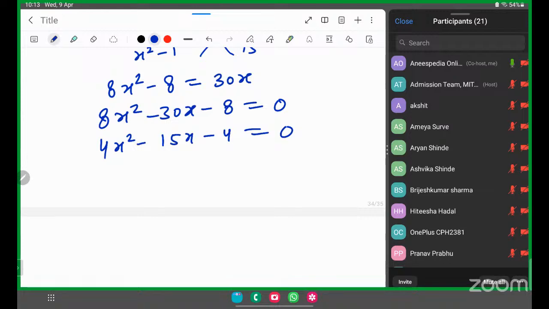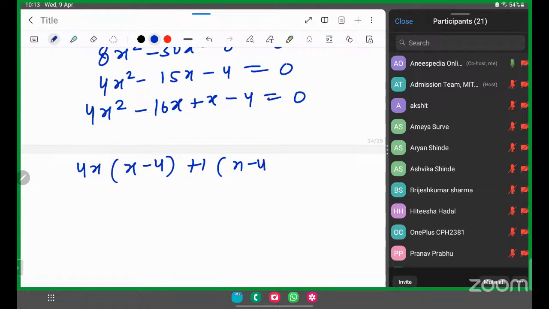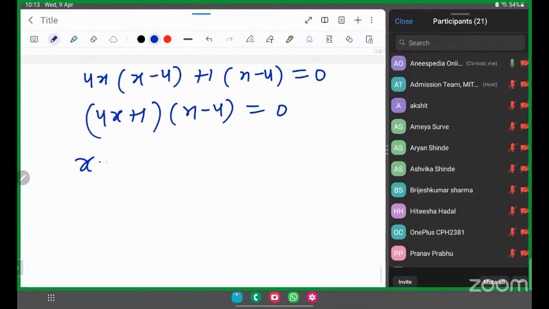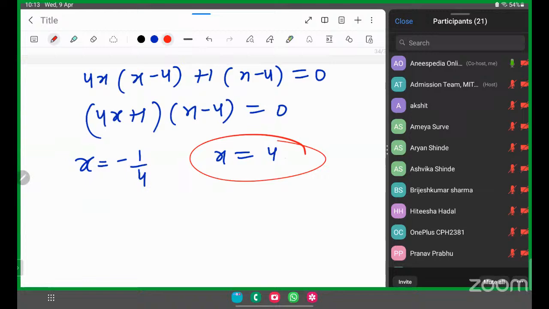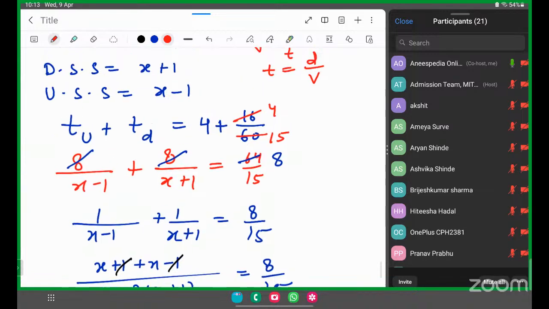If you factorize it, this will be 4x squared minus 16x plus x minus 4 equals 0. Take 4x common: 4x into x minus 4, plus 1 common, x minus 4 equals 0. So 4x plus 1 and x minus 4 equals 0. So x will either be minus 1 by 4 or plus 4. Because x is taken as speed and speed cannot be negative, the correct answer will be 4. Understood? Correct answer will be what? 4 units.